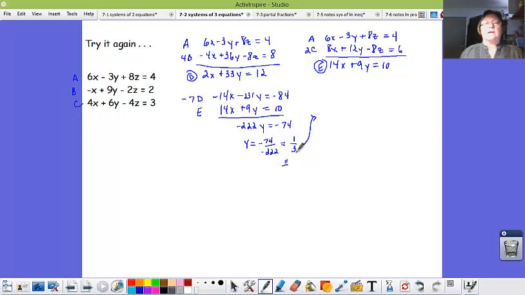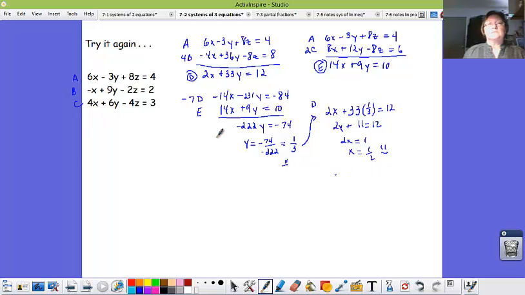at this moment because I got a fraction. I know it's right, but I don't like the fractions. I'm going to substitute back, and I'm going to put that into d. So 2x plus 33 times 1/3 equals 12. 2x plus 11 equals 12. Subtract 11. 2x is 1 and x is 1/2, and well, I'm getting happier. We've got 2 of our answers.